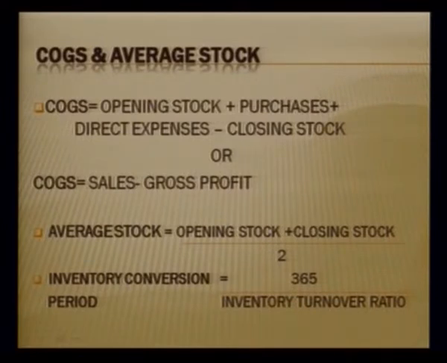By average stock, we mean the average of the 2 stocks, that is, opening stock plus closing stock divided by 2. Suppose a question is there where only one stock is given and that is the closing stock, then how do we calculate the average stock?